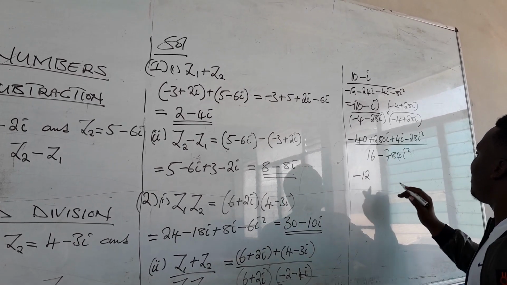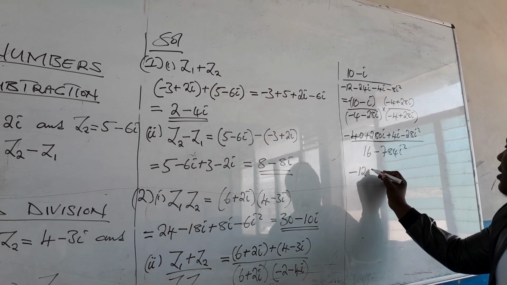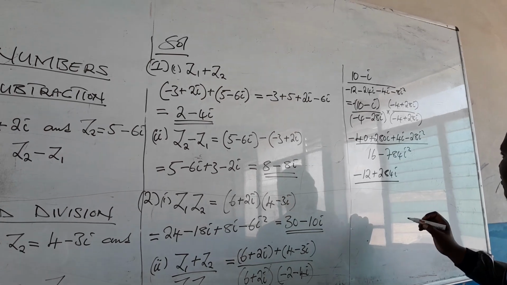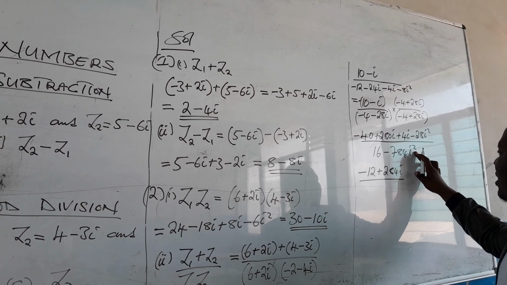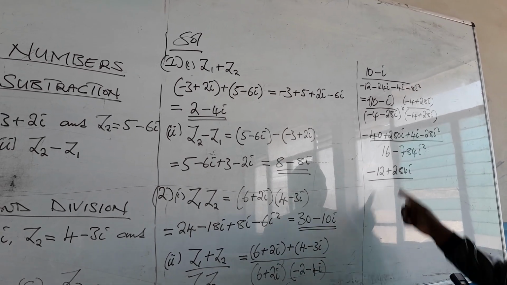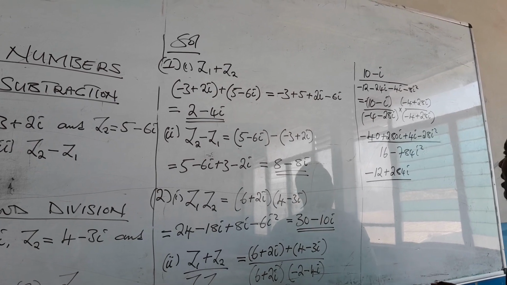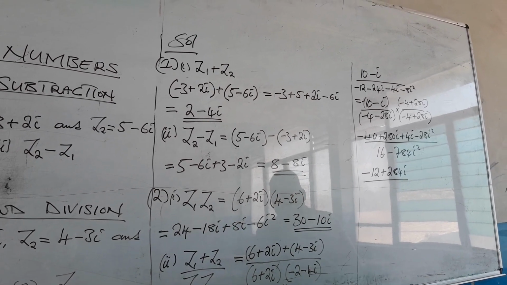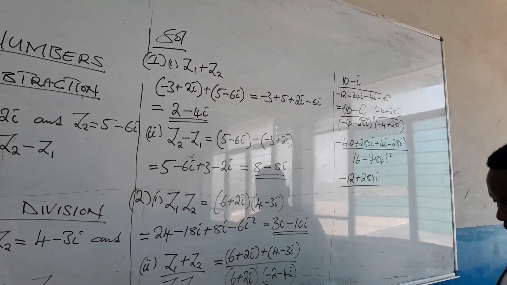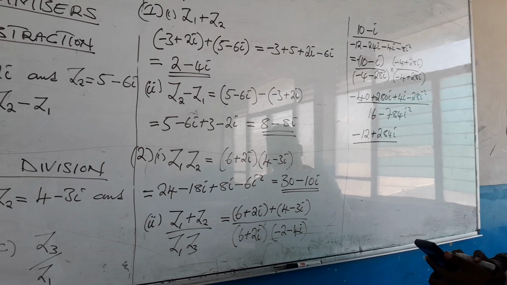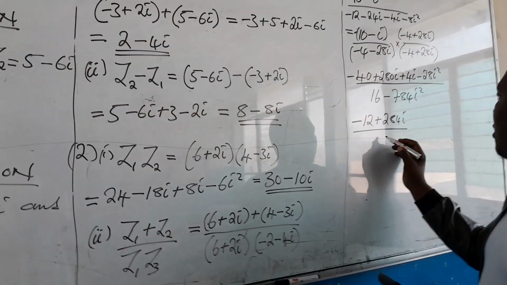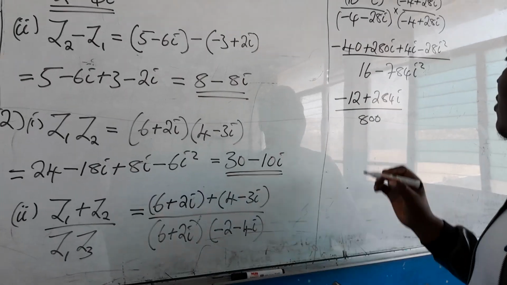So 280 plus 4 is going to give us plus 284i over. This i squared is negative 1. So when we multiply negative 1 by negative, it's going to give us a positive. So 16 plus 784 is giving us 800. So 800 down here.